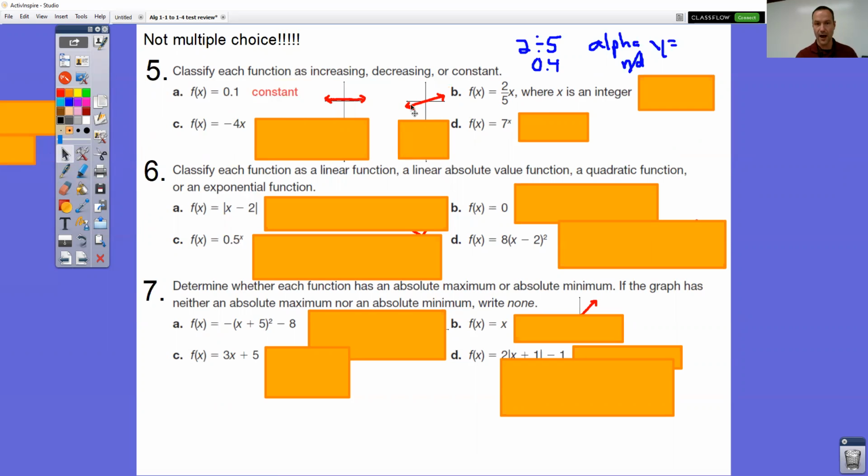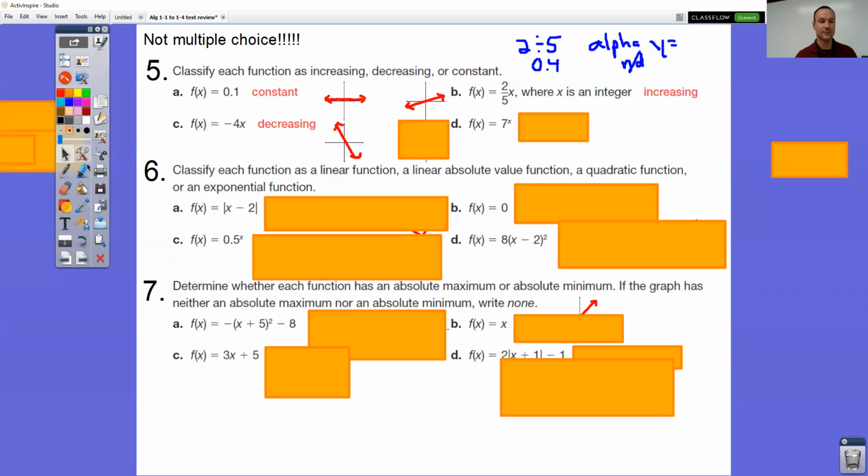So this is going up as we go from left to right, just like we read a sentence. So that is increasing. Letter C, -4x. Graph of that would look like this. So as we are going from left to right, just like we read a sentence, that is going down. 7 to the x power. Remember, you'd have to type in your caret button. So 7 caret button x. When we type that in, your graph is going to look like this. So as we go from left to right, this is going up. So it is increasing.